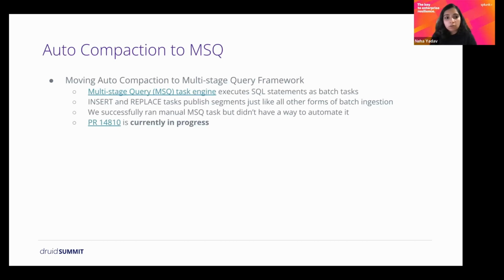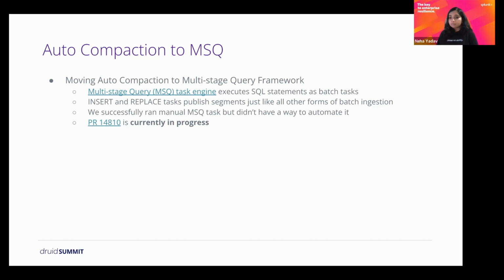So the very first thing is moving auto compaction to MSQ. Like I explained earlier, we were able to successfully run a manual MSQ task, but we did not have a way of automating it. What we found out was that work is already in progress to move auto compaction completely to the MSQ framework. What the MSQ framework does is it helps with executing SQL statements as batch tasks, with insert and replace tasks publishing segments just like any other batch ingestion.